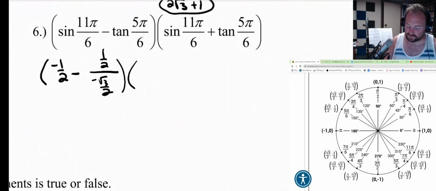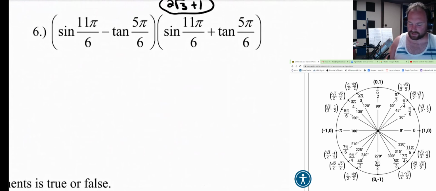Sine of 11 pi over 6 is going to be 1/2. Actually, hold up. Let's put a pin in this for a minute. I got an idea. Let me back up a step. I think this would be easier to do if we just multiplied it together. Because watch what will happen. If you do the distribution, you'll get sine times sine, and that's sine squared of 11 pi over 6.